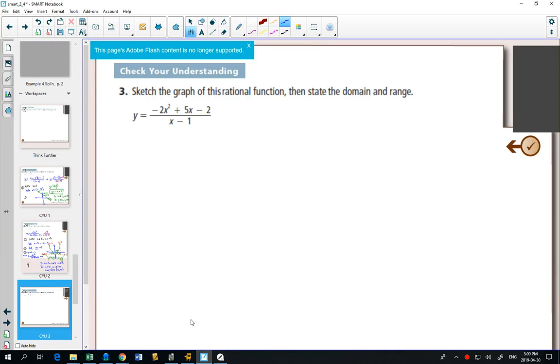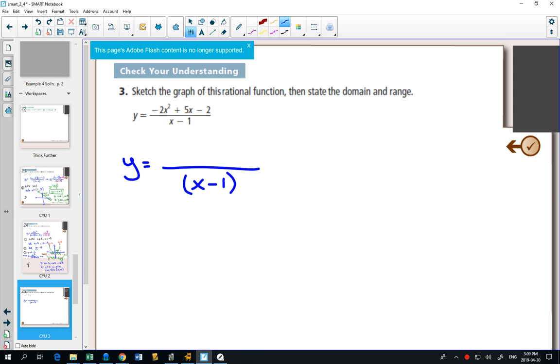So I hope you're starting to get into a rhythm that we're doing the same things every time. We start by factoring. Sometimes things are a little bit more complicated to factor. The bottom's already x minus 1. I personally always find it more difficult to factor a quadratic when the leading coefficient is negative.